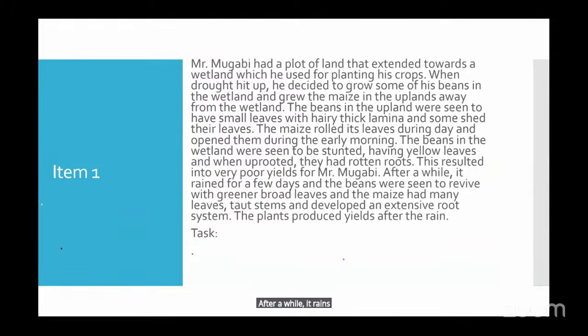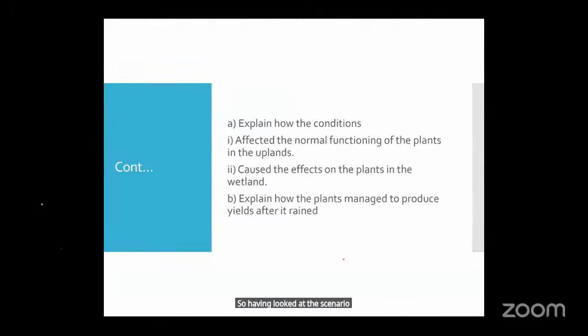So now here we go to the application part, where beans were seen to revive with greener broad leaves, and the maize had many leaves, tall stems, and developed an extensive root system. So the plants produced yields after the rain. Having looked at the scenario, we have our task here.